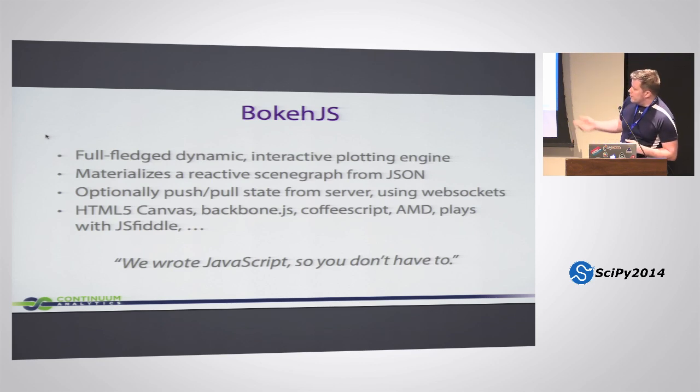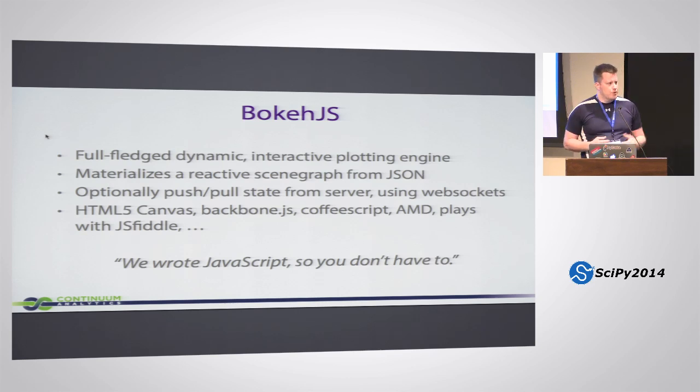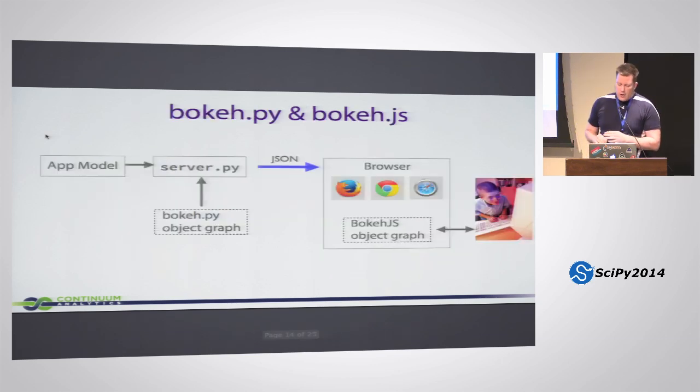Just if you're curious about the sort of things we used to build this, Bokeh.js is actually written in CoffeeScript. We used HTML5 canvas. It's not based on D3 or SVG or anything like that. We wanted to be able to have a little bit more performance in the mid-data case. If you do want to render 20,000 points, D3 is not going to like that very much because now you have 20,000 DOM elements, but Bokeh should be able to handle that without much issue. We also use Backbone.js, AMD modules. It plays well in JSFiddle. You can go to a Bokeh.js Fiddle page and put these plots in fiddles and play around with them pretty easily. Again, we wrote the JavaScript. You don't have to.